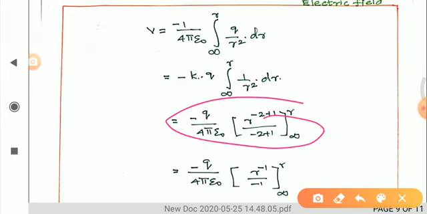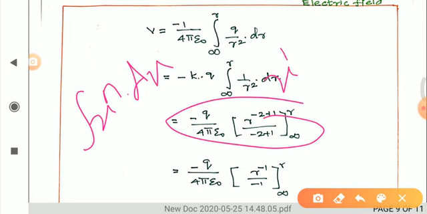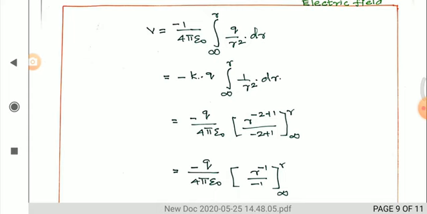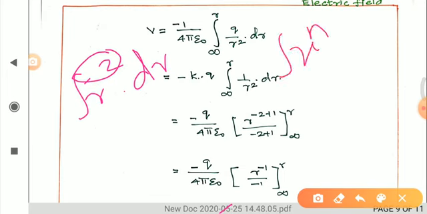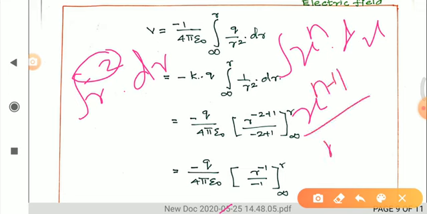Okay, we know that integral x power n dx is equal to what? x power n plus 1 divided by n plus 1. Okay, what is the value given to us? That is nothing but integral r power minus 2 into dr. So what is n here? n is equal to minus 2. So from the formula, integral x power n dx is equal to x power n plus 1 by n plus 1.